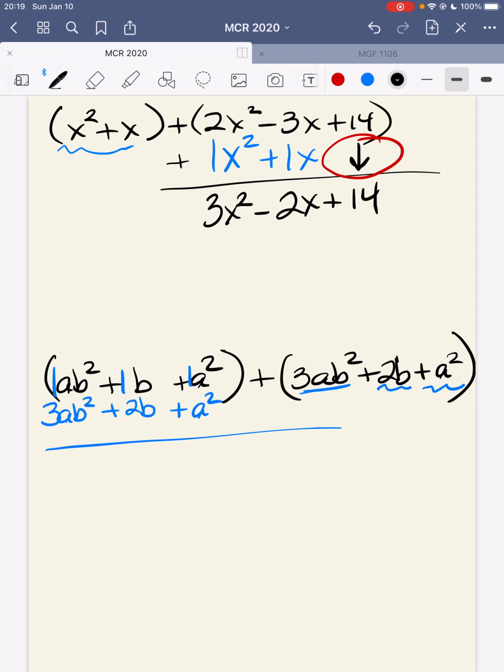I have 1 plus 3, which is 4. And you just write the variables as they are. Don't try to do anything with them. I have 1 plus 2, which is plus 3b. And I have 1a squared plus 1a squared, which is plus 2a squared. So all you're really looking for is make sure all your variables and all your exponents are exactly the same so that you can match them up.